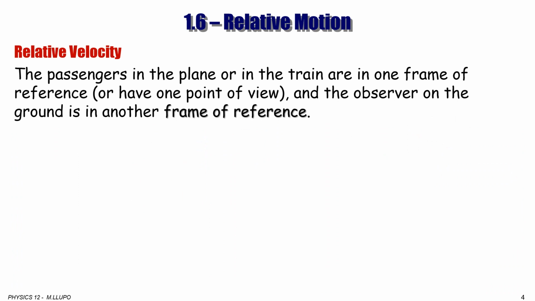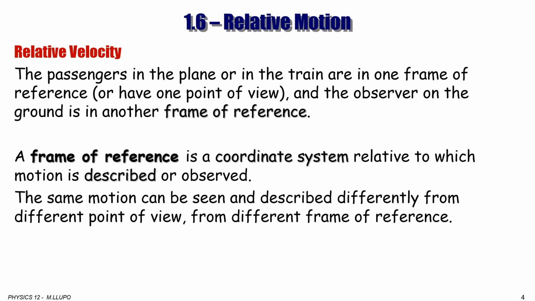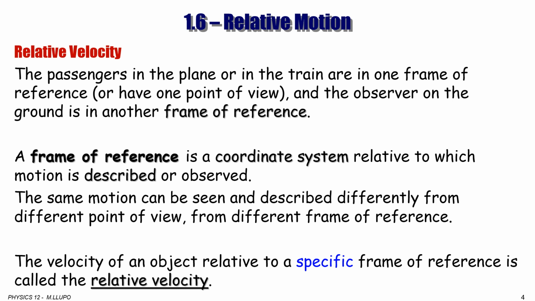So the passenger in a plane or in a train is in one frame of reference, or has one point of view. An observer on the ground or on a train platform has another frame of reference. However, what is a frame of reference? It's a coordinate system relative to which the motion is described or observed. The same motion can be seen and described differently from different points of view, as you saw in those examples, from different frames of reference. So the velocity of an object relative to a specific frame of reference is called relative velocity.